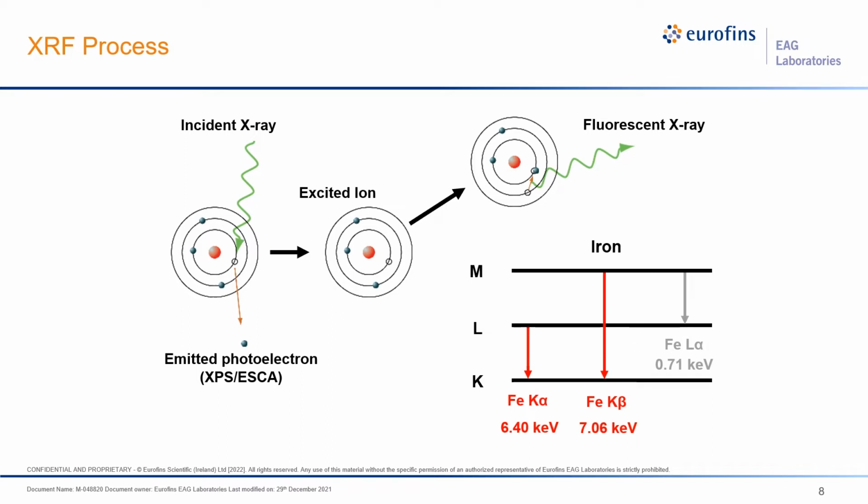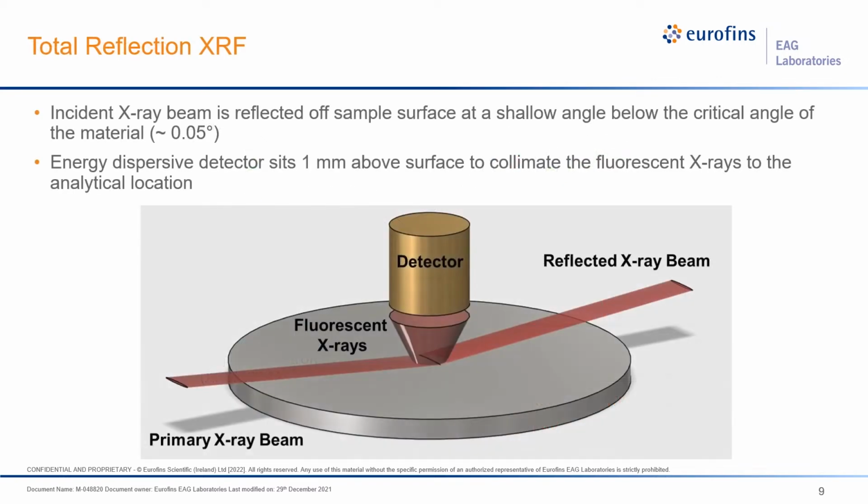Now, where does the total reflection part come into this process? Since we only want to look at the surface of a wafer, we bring in our primary X-ray beam and reflect it off the surface of the sample. It's occurring at a very shallow angle, typically something like 0.05 degrees or 0.1 degrees, so that we are below the critical angle, which is the angle at which X-rays will start penetrating into a sample.